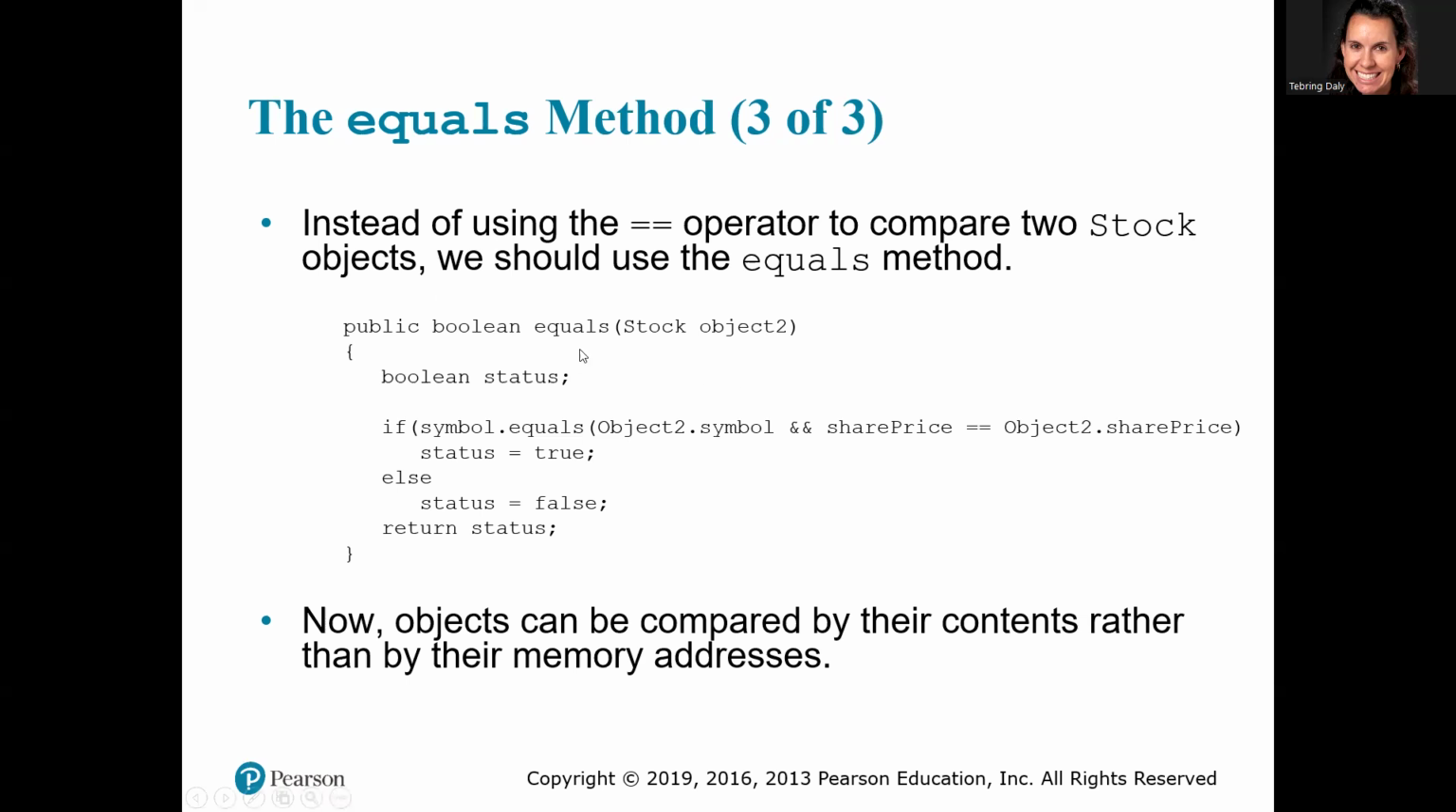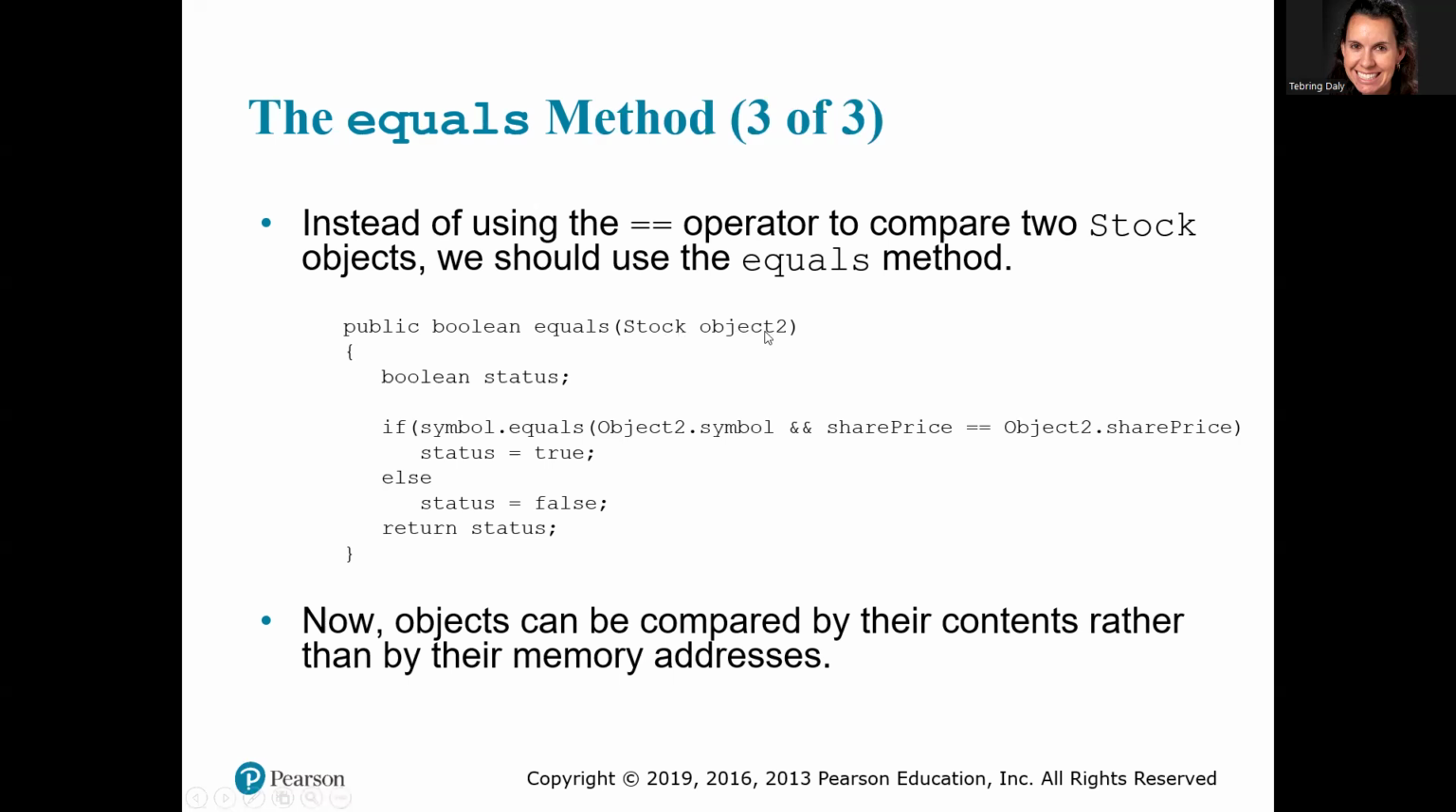We're always going to call it equals, all lowercase. And then because you have to compare one object to another object, you're always going to pass in the second object. When you pass it in, you have to put the data type of whatever the object is that you're comparing it to. So if you're comparing stocks, you put the class name here. That would be your data type for whatever your blueprint was for creating the stocks.